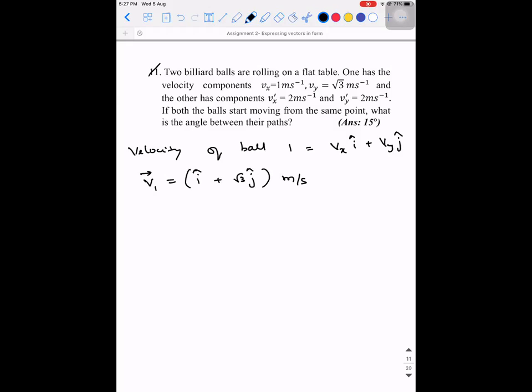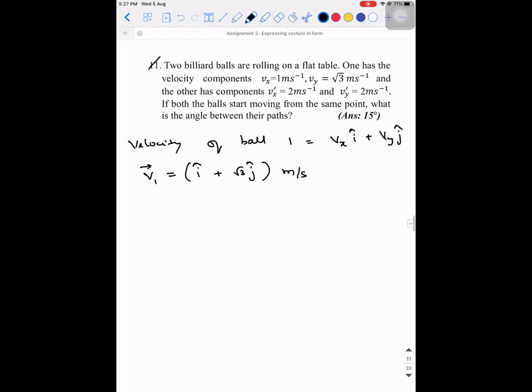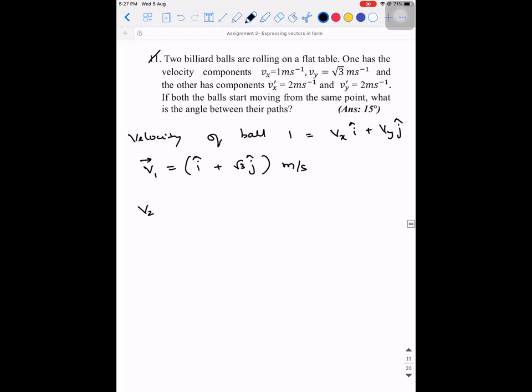And the other ball has a component of 2 meter per second and 2 meter per second. If both the balls start moving from the same point, what is the angle between their paths? So how to solve this? Step 1: V2 vector is equal to, V2 vector is how much? 2 i cap plus 2 j cap meter per second. Any doubt till here?